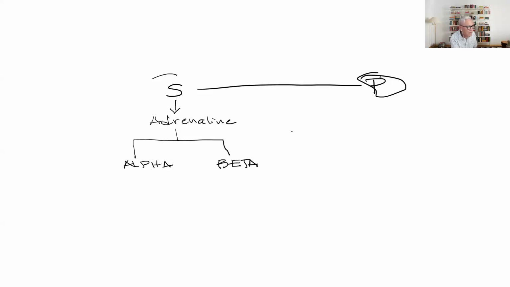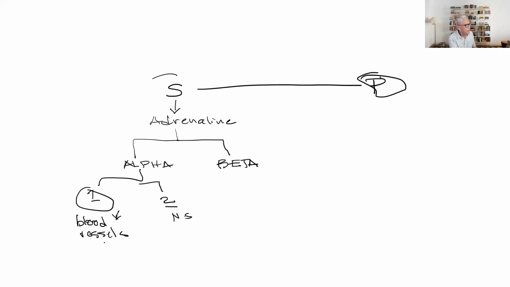Is that understood so far? Alpha receptors are of two kinds, alpha 1 and alpha 2. Alpha 1 is abundant in blood vessels. Alpha 2 is abundant in the nervous system. So we're going to be interested over here in the blood vessels. It causes vasoconstriction. If adrenaline goes into other doors marked beta, there are two types of beta, beta 1 and beta 2, and they're easy to remember.